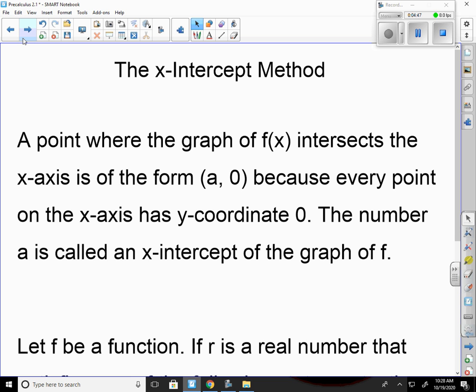The x-intercept method is our next one. A point where the graph of f of x intersects the x-axis is of the form a, 0, where a is just some point on the x-axis, because every point on the x-axis has a y-coordinate of 0. The number a is called an x-intercept of the graph of f. So anytime that we are on the x-axis, that's where our x-intercept is when the graph crosses there.